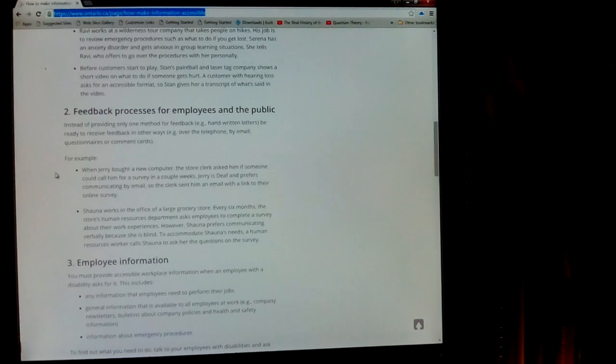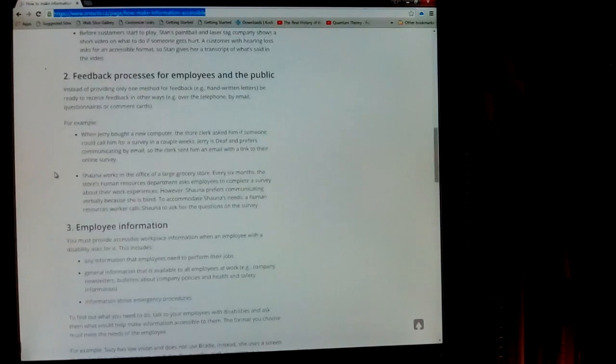2. Feedback process for employees and the public. Instead of providing only one method for feedback, for example, handwritten letters, be ready to receive feedback in other ways, for example, over the telephone, by email, questionnaires, or comment cards. For example, when Jerry bought a new computer, the store clerk asked him if someone could call him for a survey in a couple weeks.